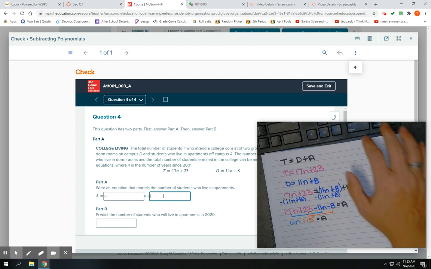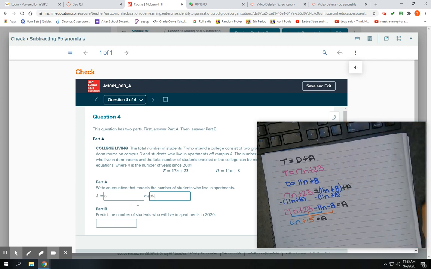6N plus 15. Predict the number of students who live in apartments in 2020. Okay. N is the number since 2001. So how many years since 2001 would 2020 be?